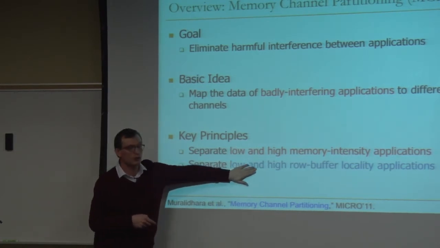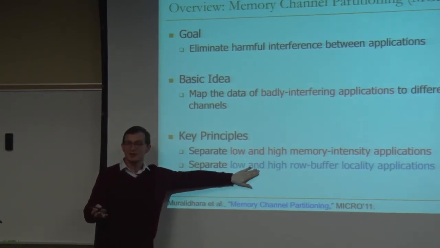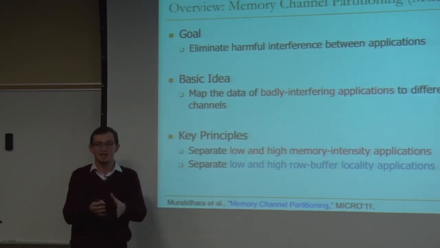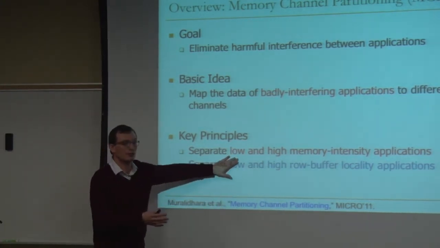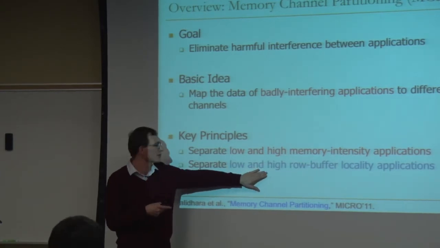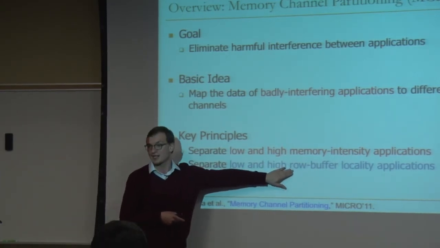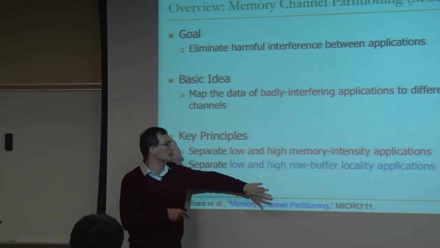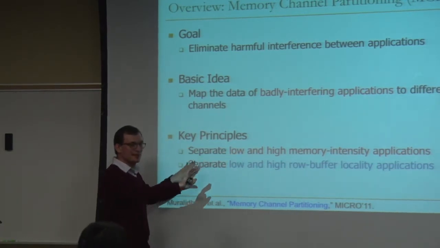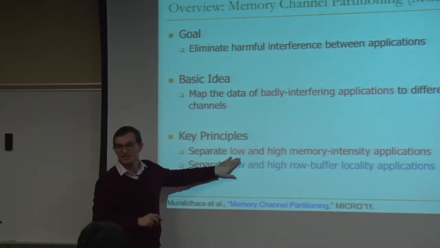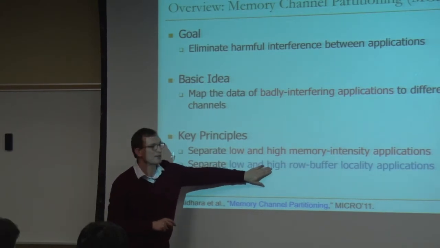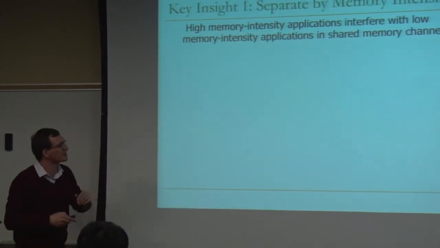If an application has low row buffer locality and another application has high row buffer locality, you don't want to put them together on the same channel, because assuming your memory scheduler is first ready, first come, first serve, it will prioritize an application that has high row buffer locality. So we'd like to group the applications such that they are separated in terms of memory intensity, as well as in terms of row buffer locality. Those are the key principles.